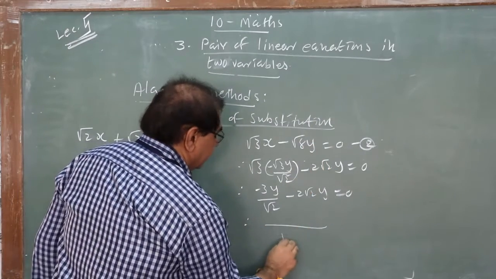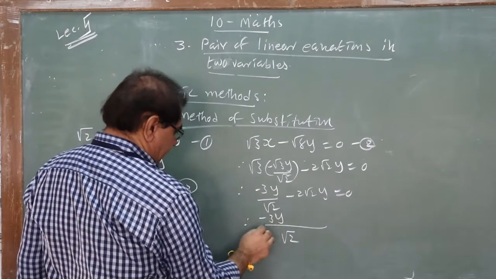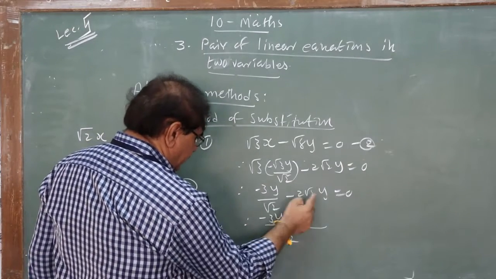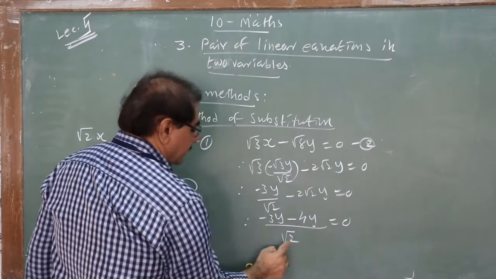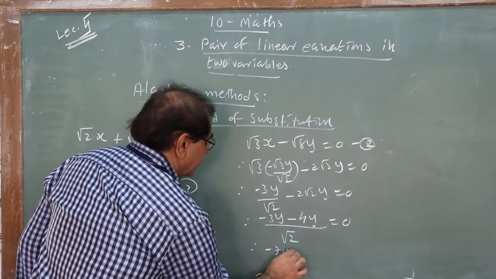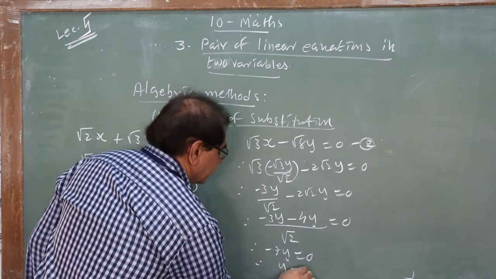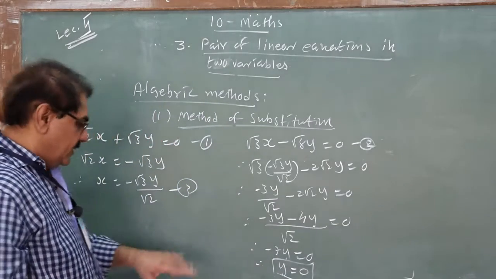Therefore, on the left hand side, root 2 is the LCM. So minus 3y minus 2 into root 2 into root 2, 2 twos are 4y, is equal to 0. Root 2 into zero is 0. So minus 7y is equal to 0. Therefore y is equal to 0 upon minus 7. Answer is 0. So y is 0.